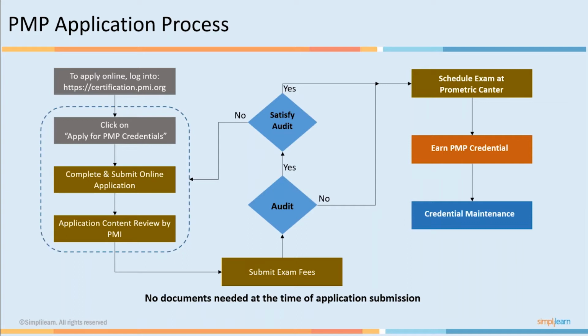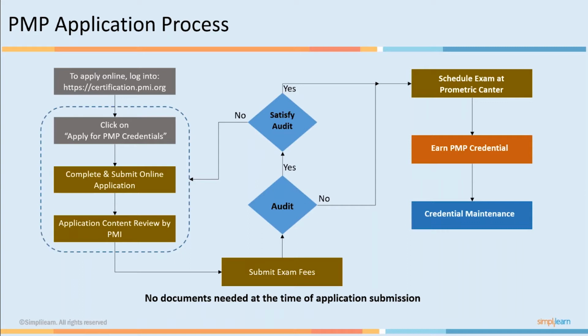after you make the payment, then PMI is going to pick up 20% of the applications purely on a random basis for audit. Okay, in case your application is picked up for audit, then for all the projects that you're going to document, you need to provide a reference, and PMI will verify whether you have the correct experience or not, and it will look for some kind of confirmation from those references. We are going to cover that in some time from now.